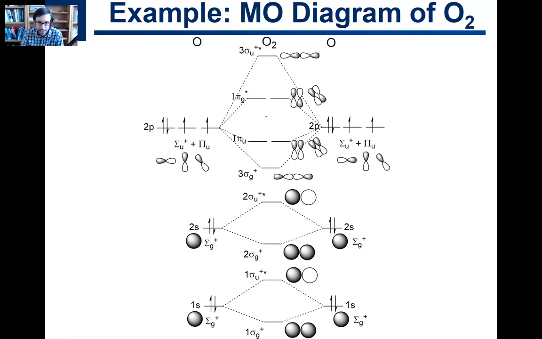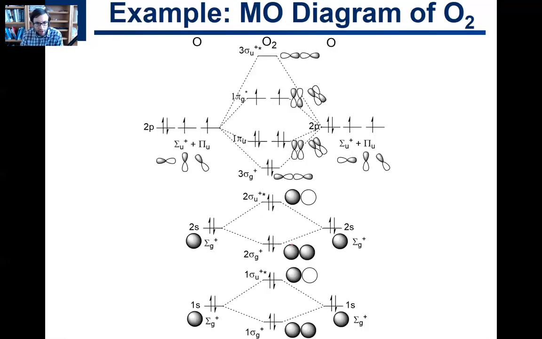But these are degenerate sets. And again, you can look at how these transform, and you're going to have to go through the same sort of logic to show that this one is pi g and this one's pi u. That's something we can practice in class. But then you're going to fill in all these electrons. We had 8 electrons on each oxygen atom, 16 total: 2, 4, 6, 8, 10, 12, 14, 15, 16. And there we go. That is our molecular orbital diagram.